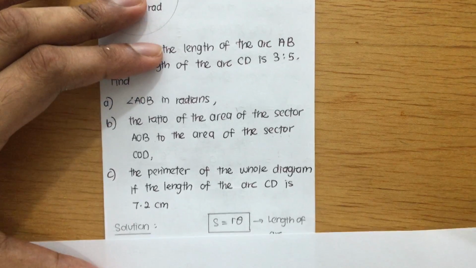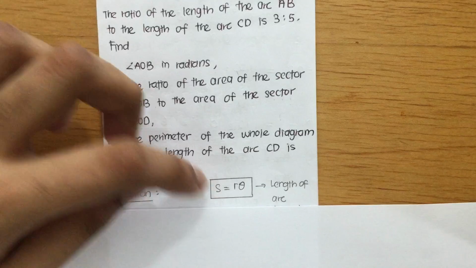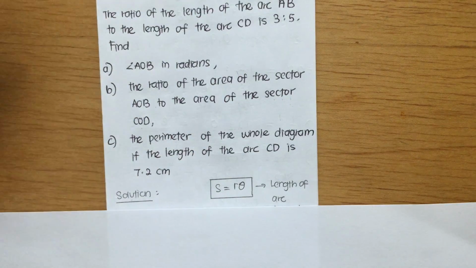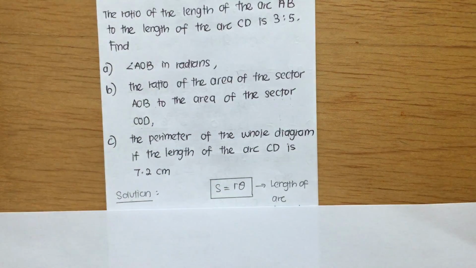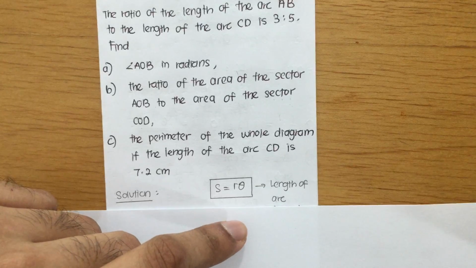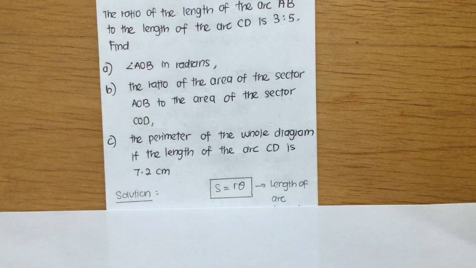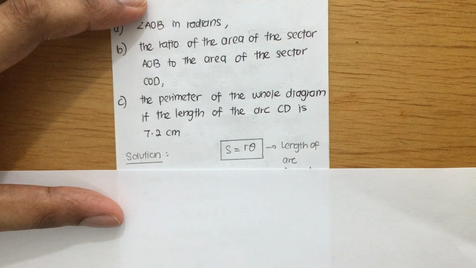Okay, but before that, I'm going to explain what the formula is about. So s equals r theta. This formula we'll be using to calculate the length of the arc. s represents the length of the arc. r is the radius. Theta in this case is not degrees, it is actually radians. So to convert degrees to radians, you multiply by pi over 180 degrees. Okay, proceed to the solution.